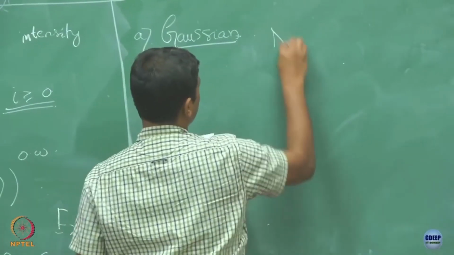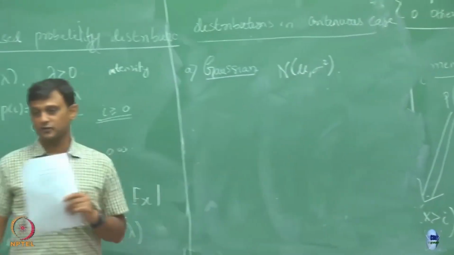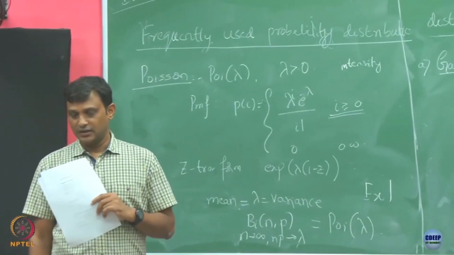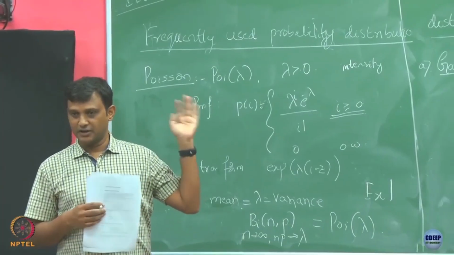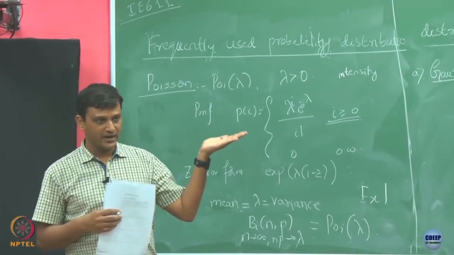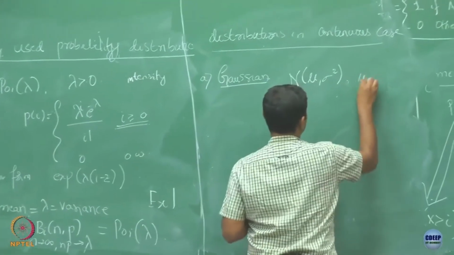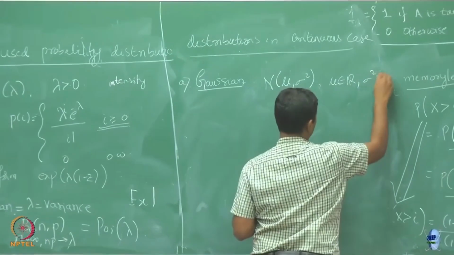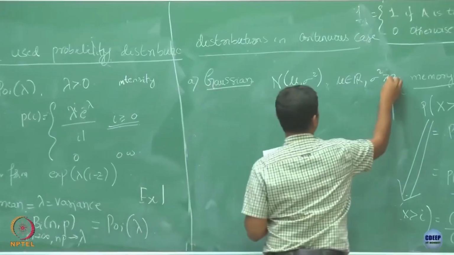Gaussian distribution, we are going to denote it with the symbol N(mu, sigma square), where mu and sigma square are the parameters. Like earlier we had p and n as the parameters. For the Gaussian distribution, mu and sigma square are the parameters, and here mu is a real number and sigma square is a non-negative quantity, and it could also take the value 0.